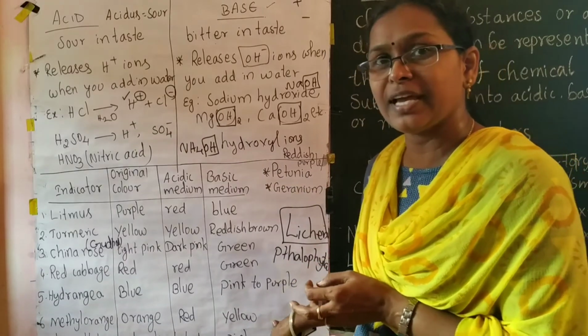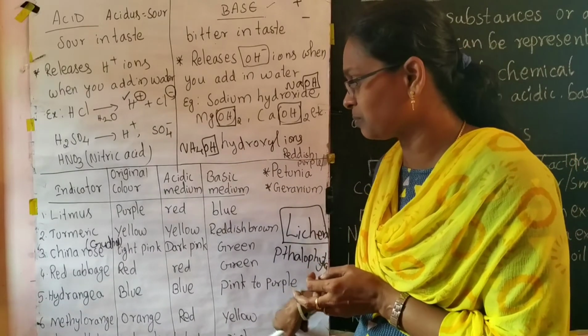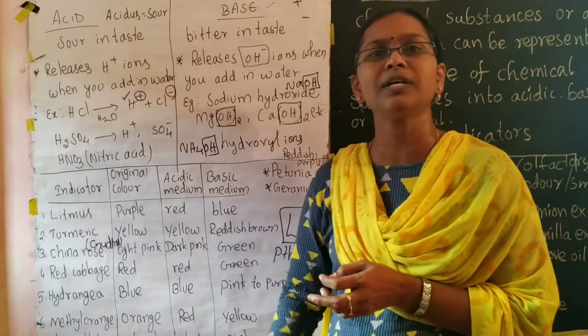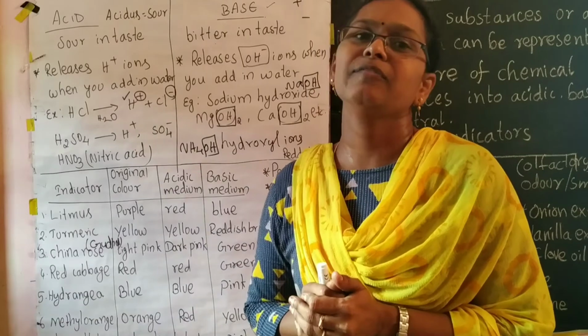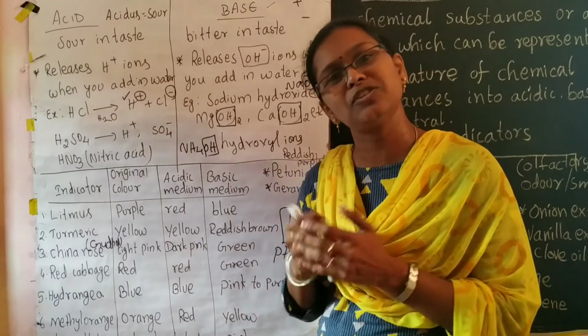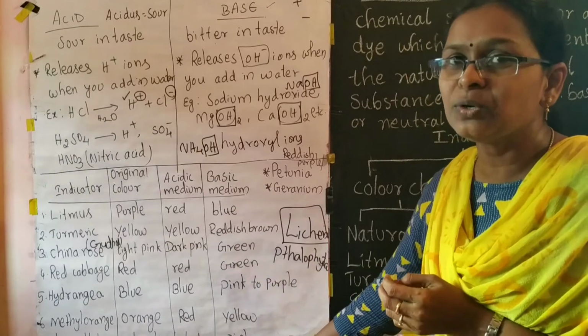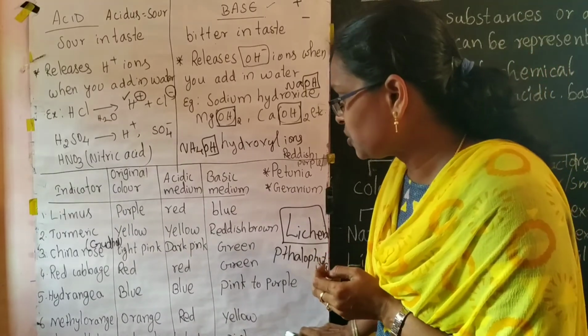This yellow, very nice color actually, like lemon yellow, it will come. Okay. Next, phenolphthalein indicator. Phenolphthalein is usually colorless. When you add it to an acidic medium, there is no change of color. When you add it to a basic medium, it turns pink.